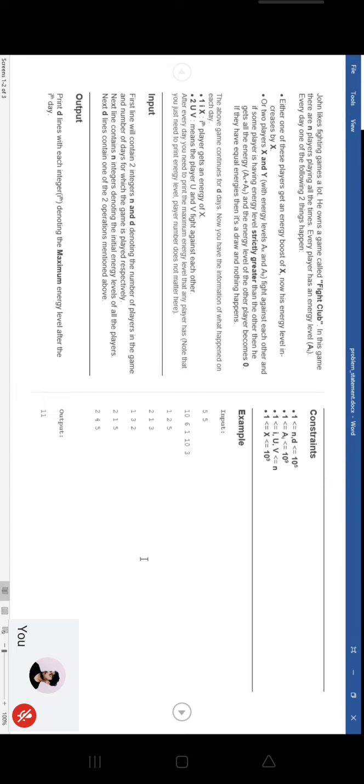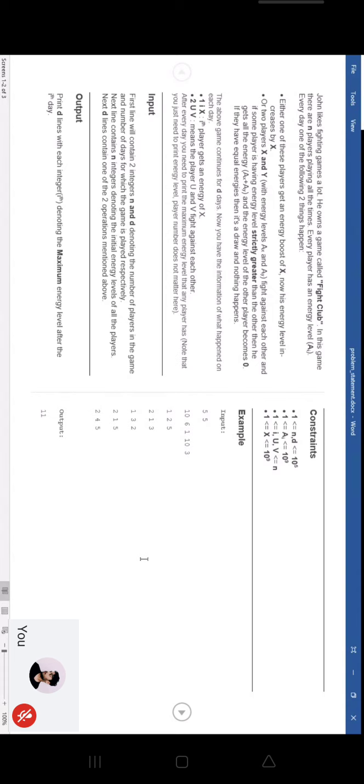So this is basically the input format. Those d lines are nothing but the operations that we have seen in the problem statement. Now, in the output format, you need to print d lines.